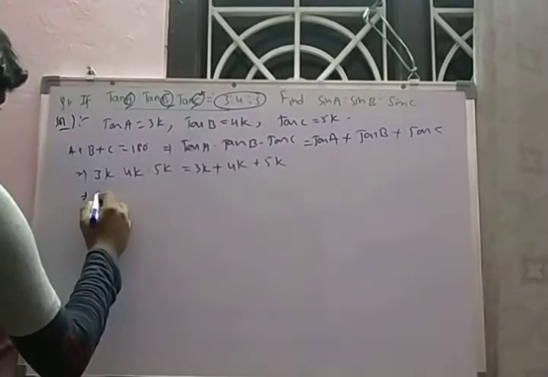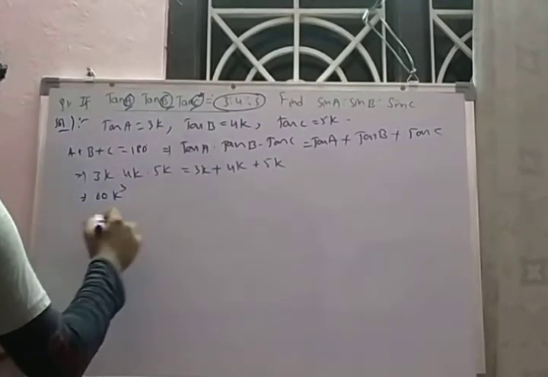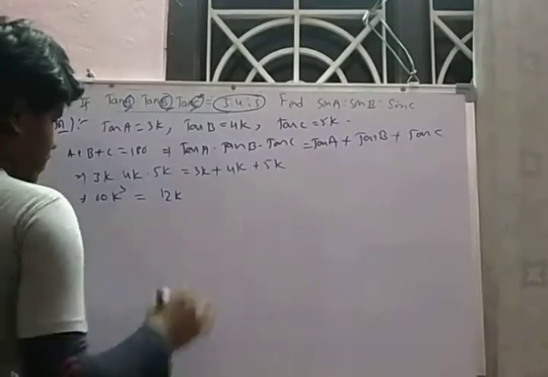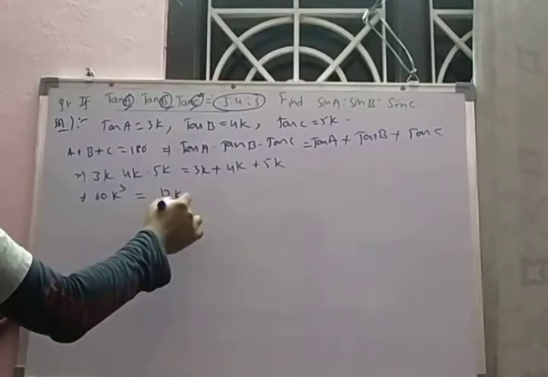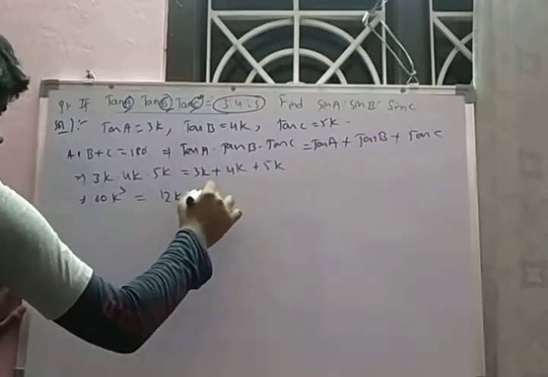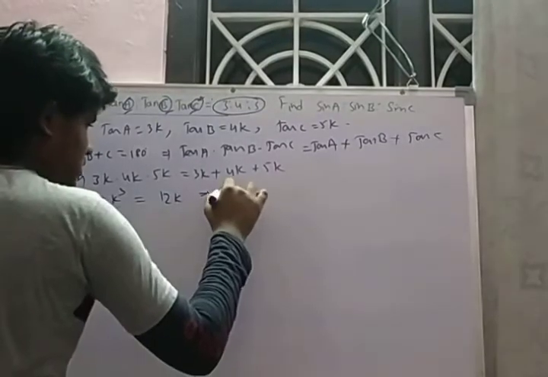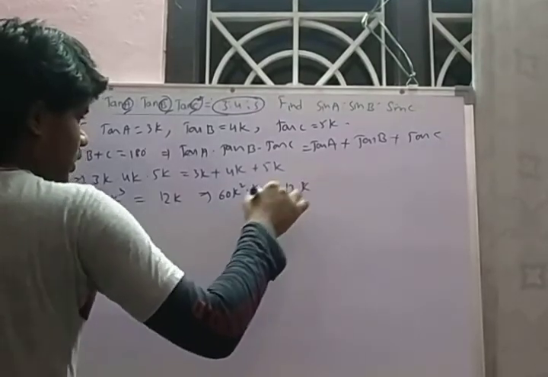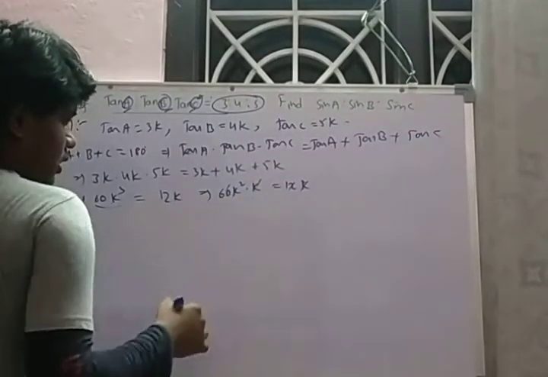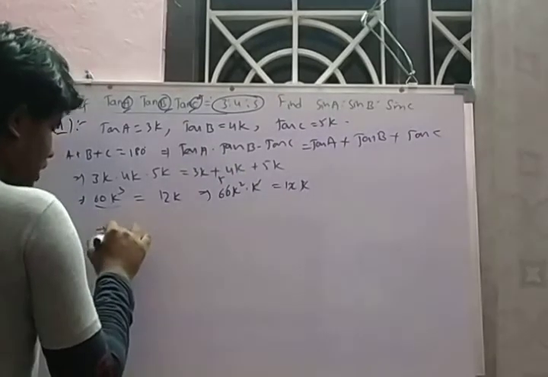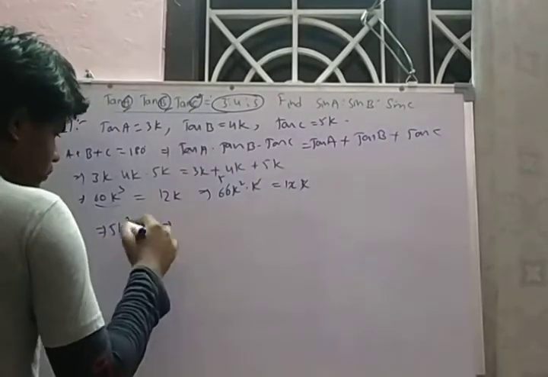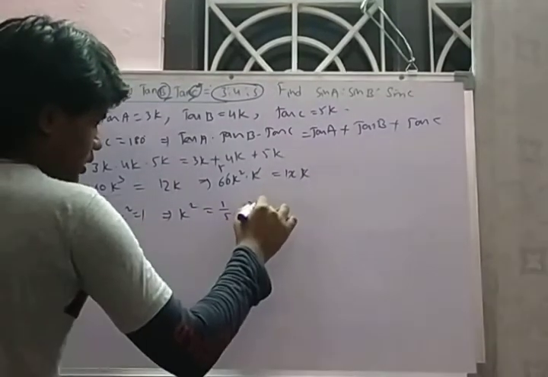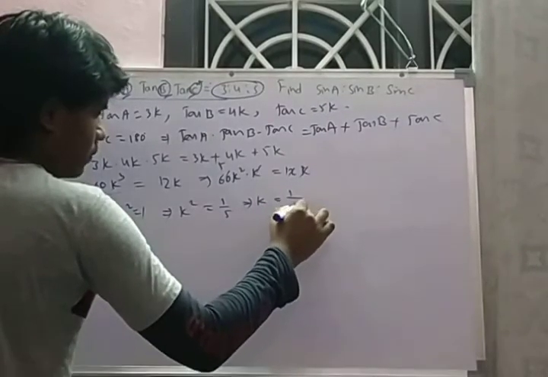So 60k cube is equal to 12k. So then cancel the k terms on both sides. Then first 60k cube can be written as 60k square into k is equal to 12k. So k gets cancelled and 12 divided by 60 is 5 times. So 5k square is equal to 1. Then k square is equal to 1 by 5. That implies k is equal to 1 by root 5.